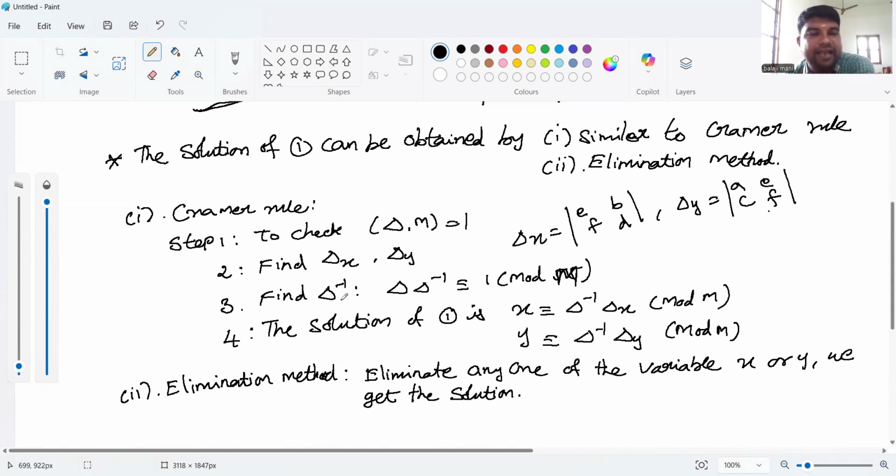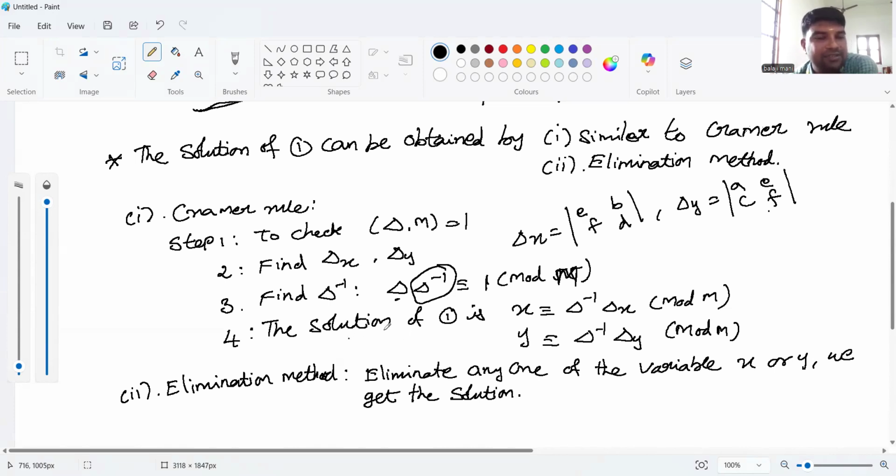And step 3, find del inverse using the following linear congruence: del times del inverse congruent to 1 modulo m. Already we have obtained the del value, so substitute it here. Take the product of del and del inverse under modulo m and get the remainder. We choose values of del inverse so that the remainder is 1. The corresponding value that exists is the required del inverse value.